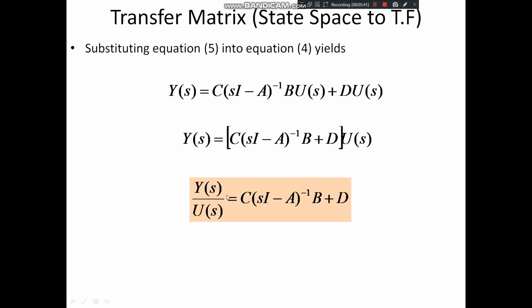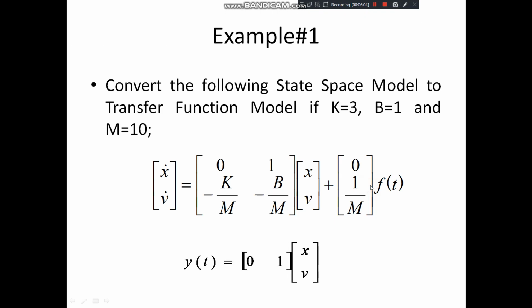So this represents a transfer function, which is obtained from the matrices C, A, B and D with the relation C(sI − A)⁻¹B + D. This is the equation which is used directly to obtain the transfer function model from the given state space model.